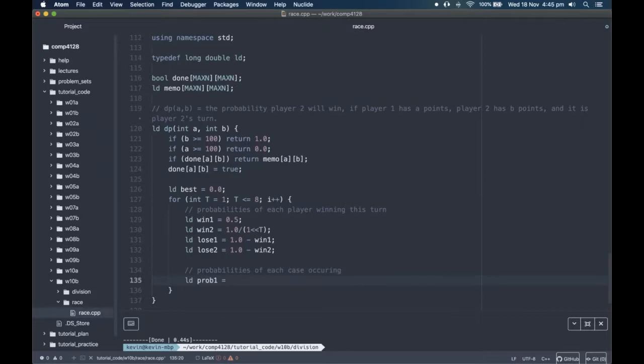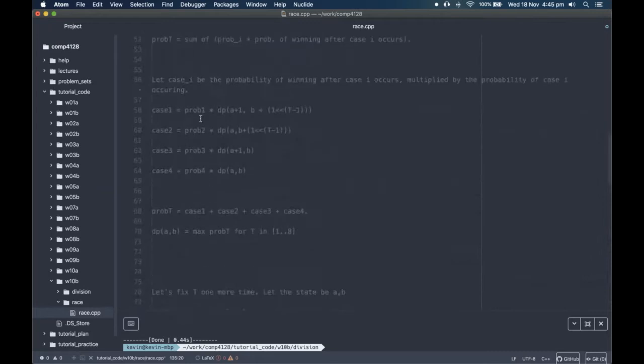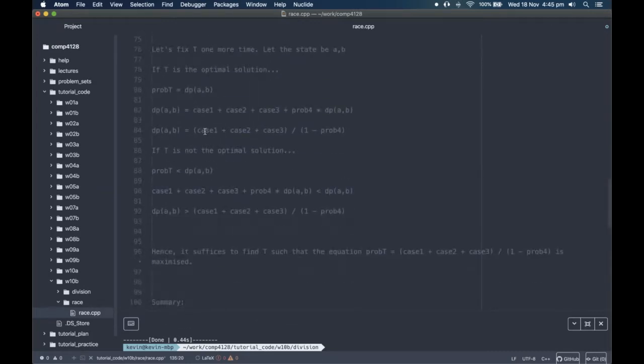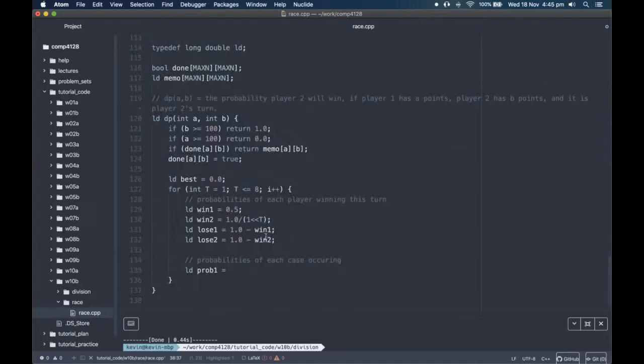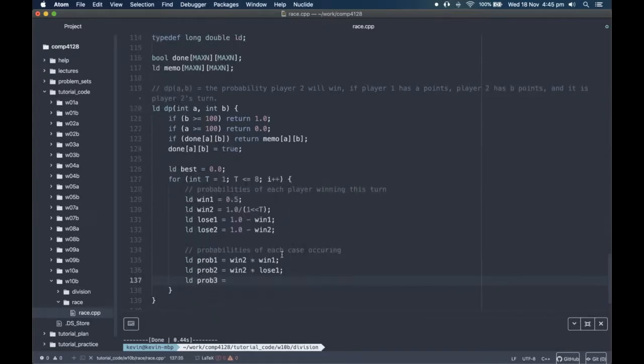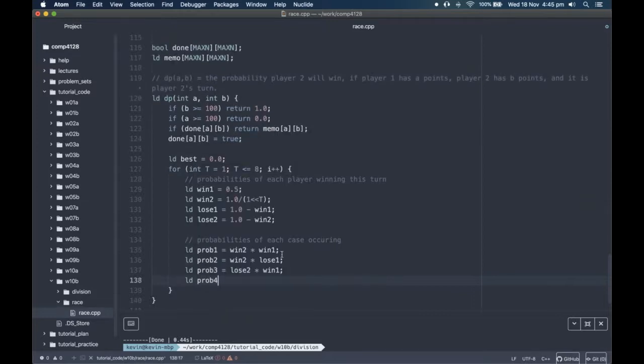So prob1 equals, well, let's actually look at our cases. Where was it? Player 2 wins, then player 1 wins. And then case 2 is player 2 wins, and then player 1 loses. Okay, so the first one is both of them win. The second one is player 2 wins, and then player 1 loses. The third one is player 2 loses, and then player 1 wins. And the final one is both of them lose.